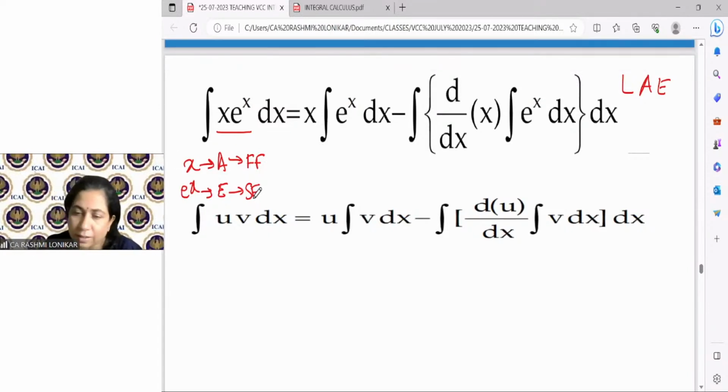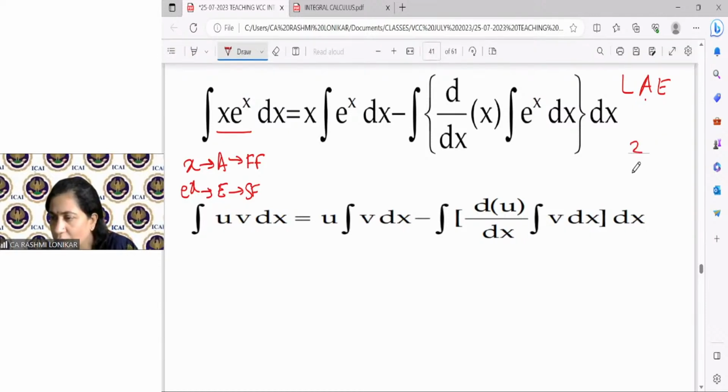First function and second function: A and E. So is that okay? Yes. Algebraic should come first and exponential should come second. So the order that they have given in the question is correct. What happens if the order is incorrect? You can always change it, like multiplication. I can write 2 into 3 or 3 into 2. It will not make a difference, right? So x e raised to x can be written like this.